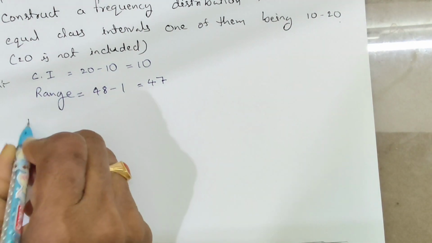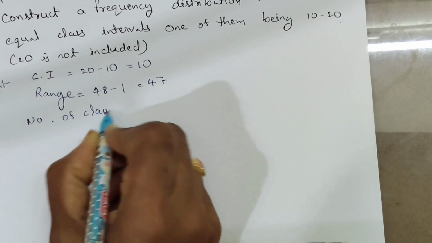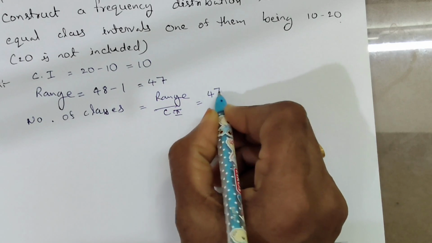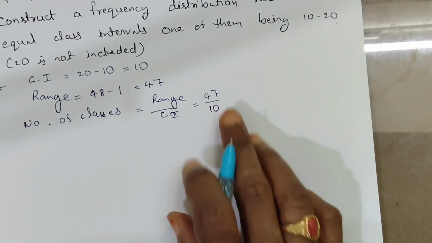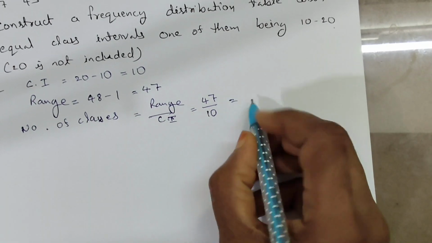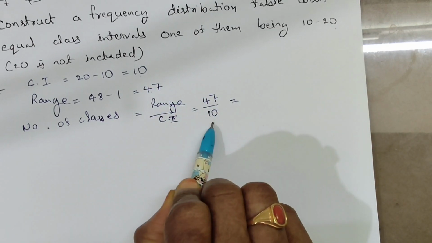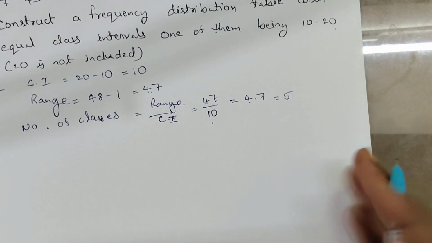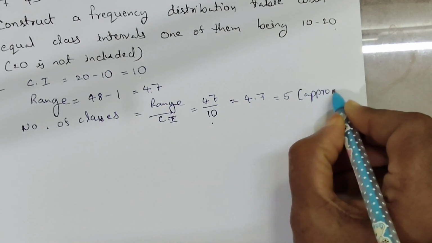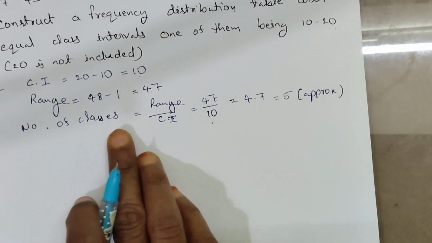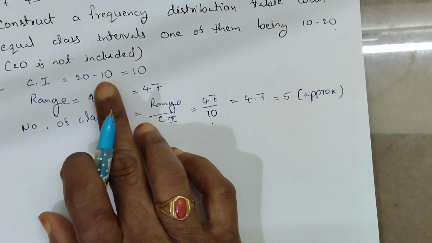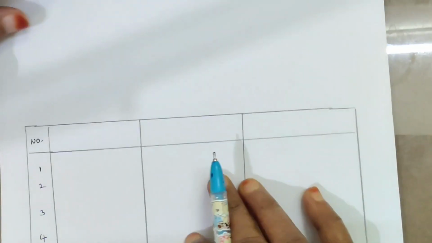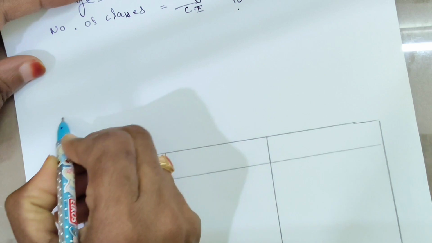Now the number of classes is equal to the range by the class interval. The range is 47 and the class interval is 10. So 47 by 10 is equal to 4.7, which is approximately 5. So the number of classes is 5, and the class intervals start with 10 to 20. Now we draw the frequency distribution table.